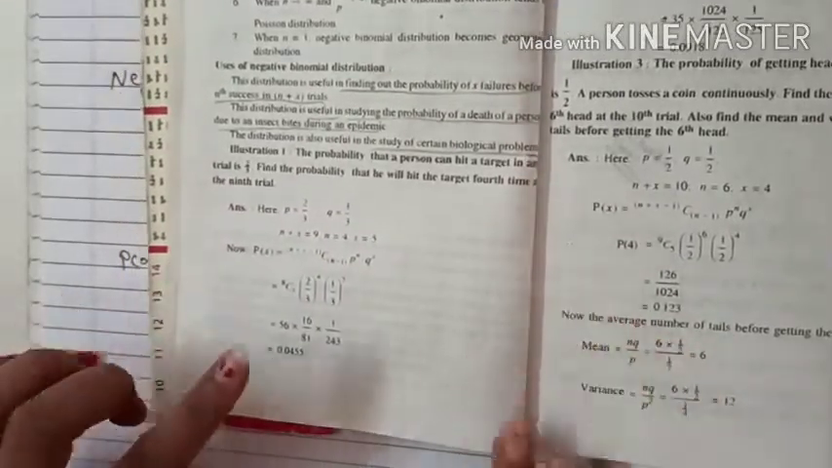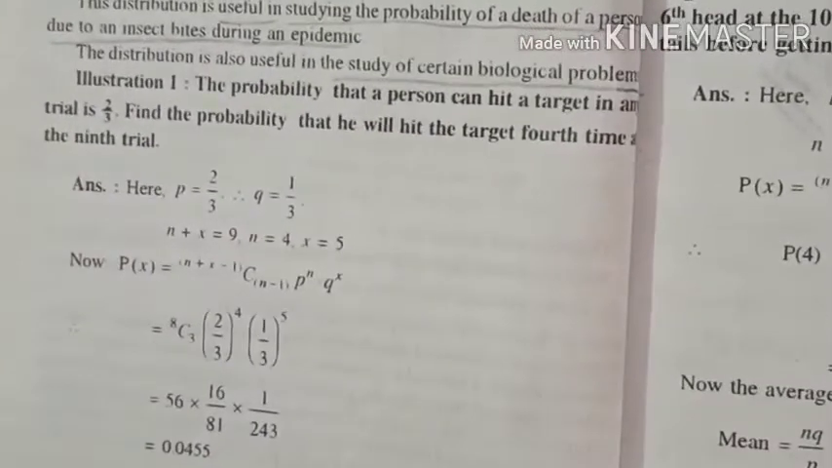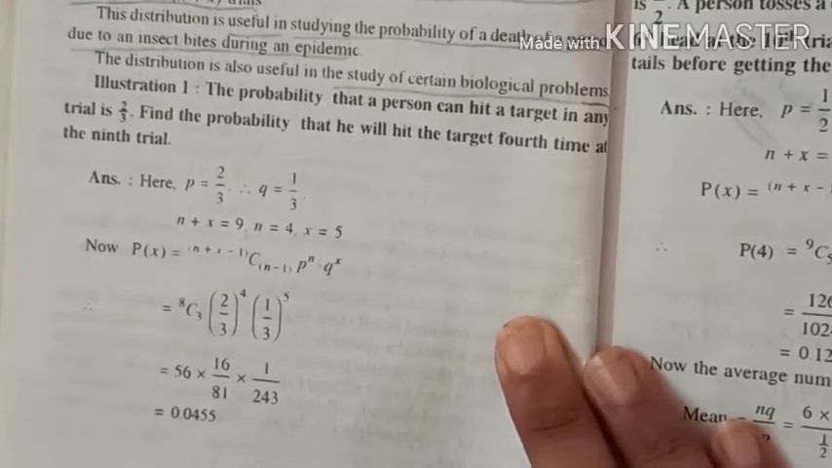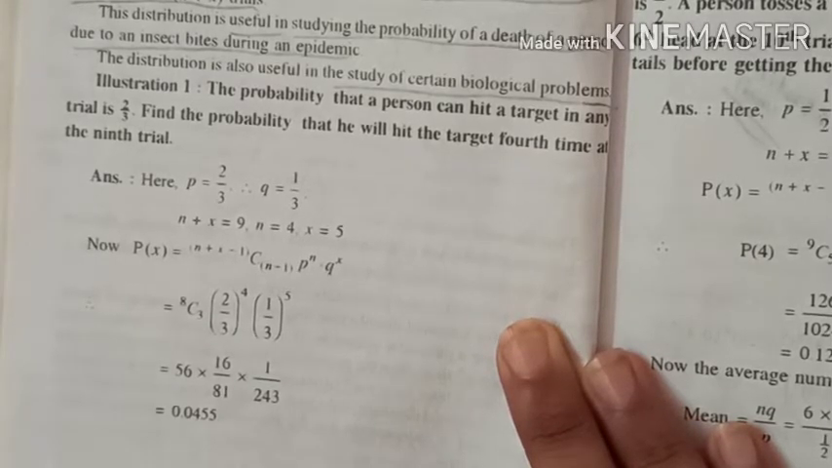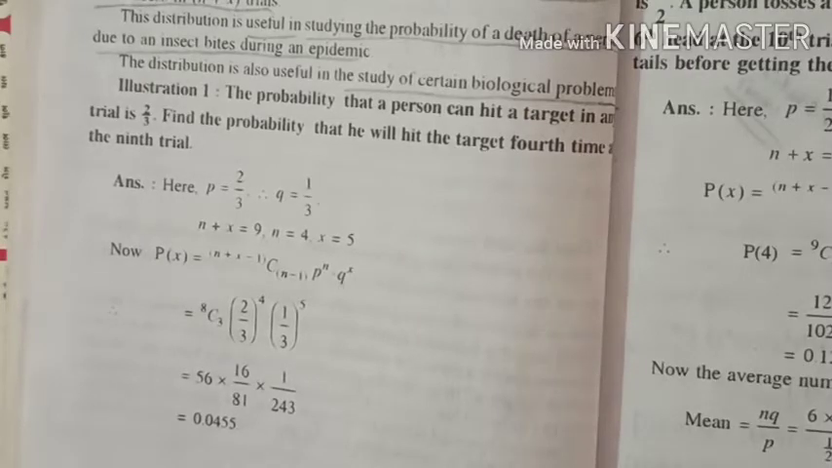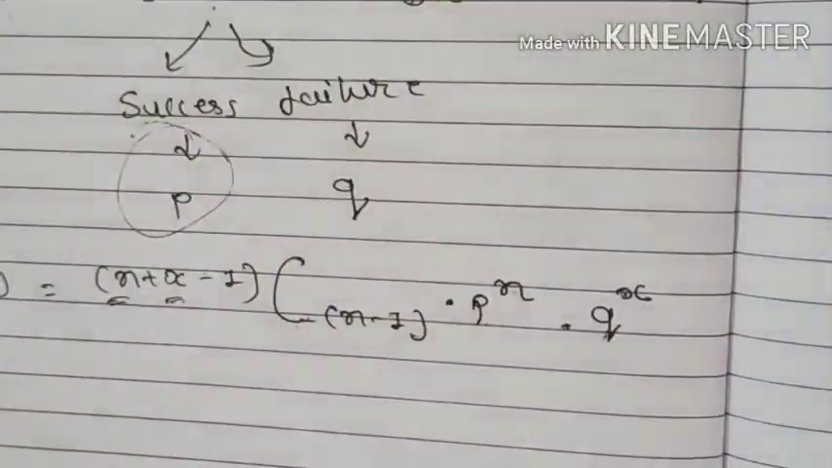Let's understand with the help of illustration number 1. Illustration number 1: the probability that a person can hit the target in any trial is 2 by 3. Find the probability that he will hit the target the fourth time in the ninth trial. P is given as 2/3.